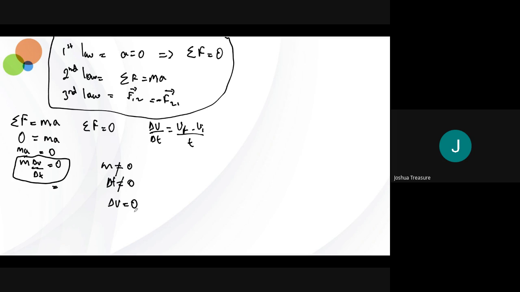So what does that mean? This is very important. What does this mean? What about the velocity? What is it saying about the velocity? There is no change in velocity. Exactly. So it's not increasing and it's not decreasing. It stays constant, right? Yes, sir. So no acceleration.